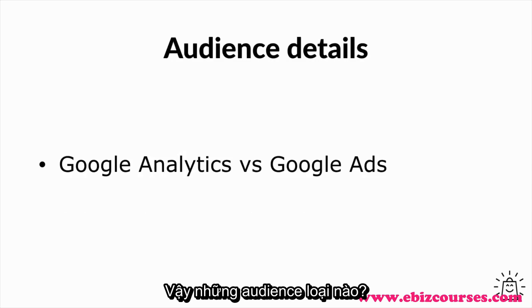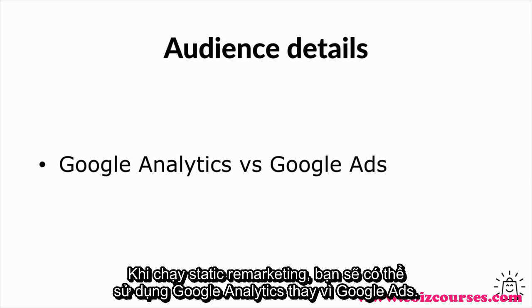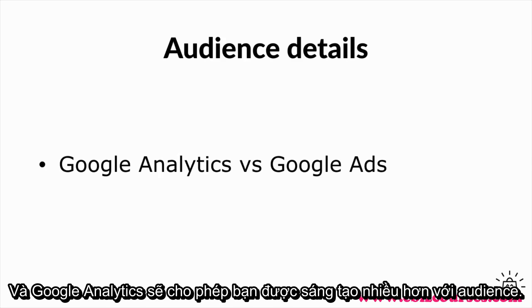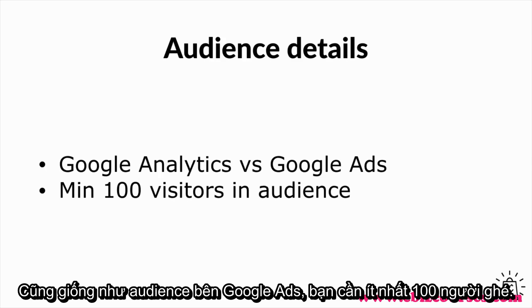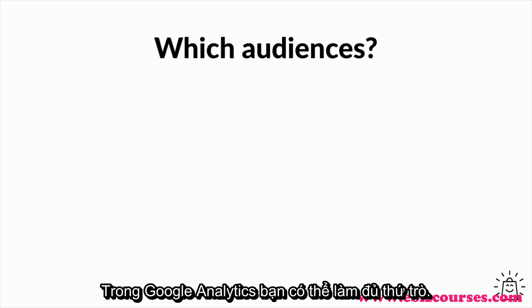So what kind of audiences? Well, in static remarketing, you're able to use Google Analytics as compared to Google Ads. And Google Analytics allows you to get a lot more creative with your audiences. The same is true for audiences in Google Ads: you need a minimum of 100 visitors. But then in Google Analytics, you can do cool stuff.